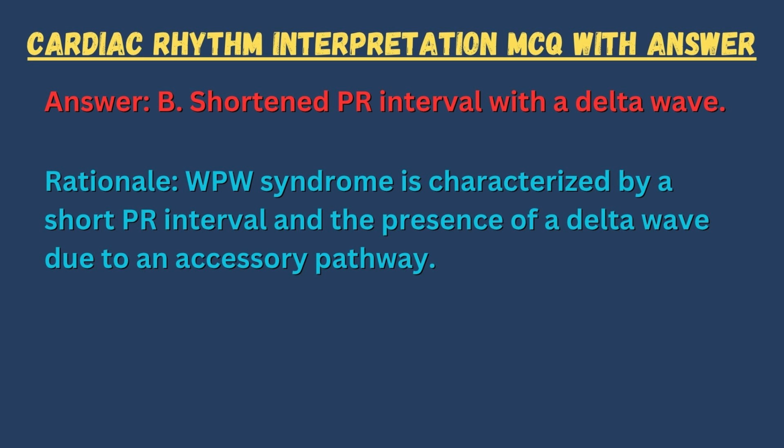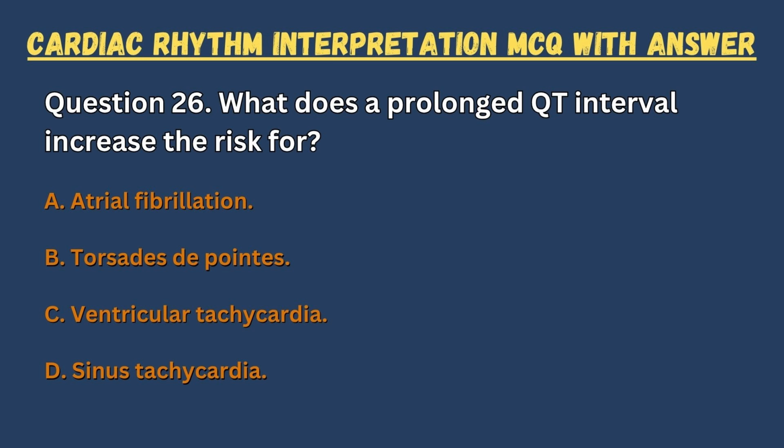Answer: B. Shortened PR interval with a delta wave. Rationale: WPW syndrome is characterized by a short PR interval and the presence of a delta wave due to an accessory pathway. Question 26. What does a prolonged QT interval increase the risk for?